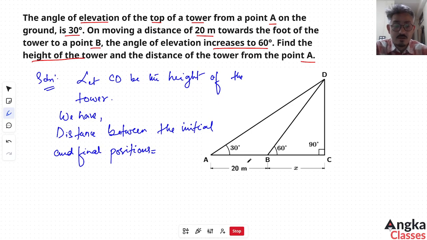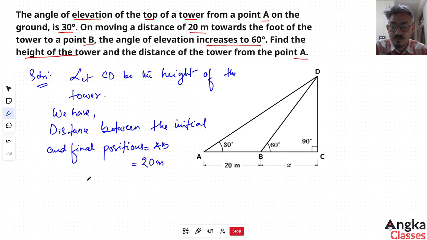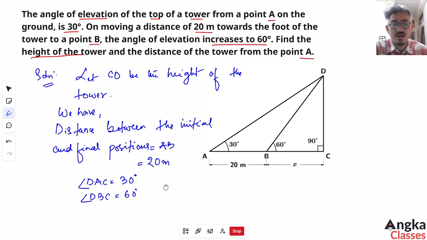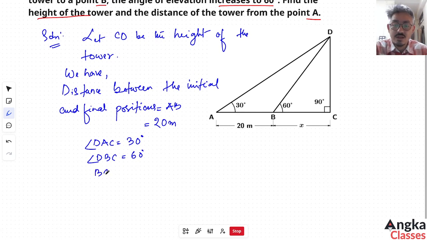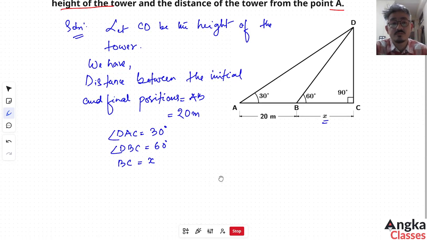The distance AB is 20 meters. Angle DAC, the first angle of elevation, is 30 degrees. The angle DBC is equal to 60 degrees. Let BC be the distance x.